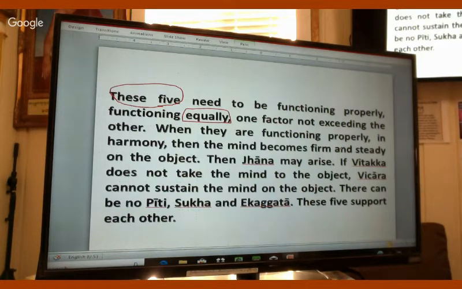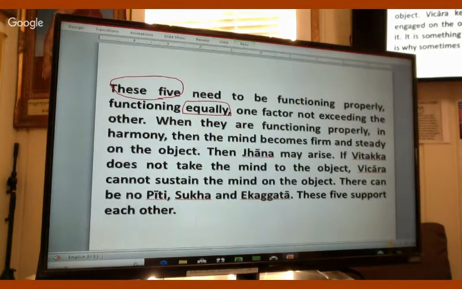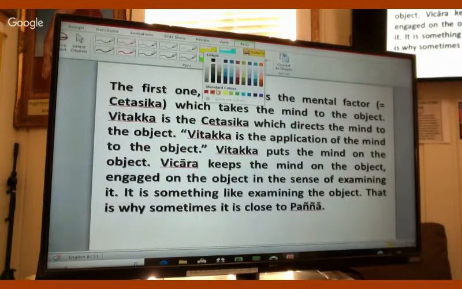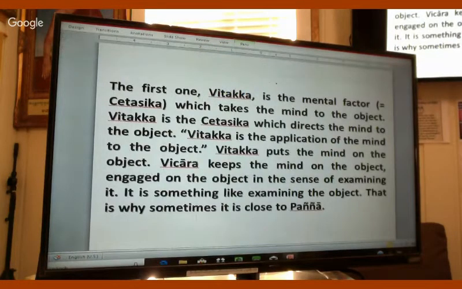If you have no vitakka, that means these 5 jhana factors support each other equally in power. First, we need to understand it like this, and then the first jhana factor we need to learn. The first jhana factor is vitakka in Pali. Maybe you want to know the meaning of vitakka. Vitakka is a mental factor, cetasika, in Pali. Vitakka takes the mind to the object.